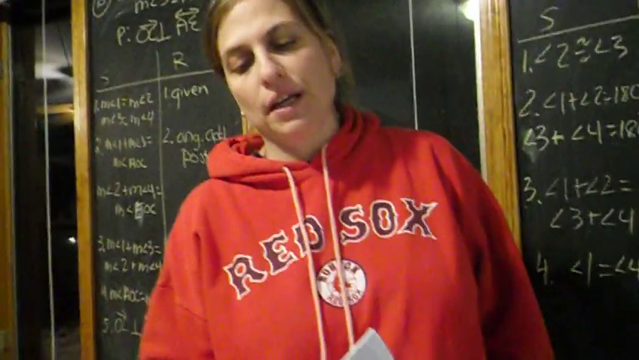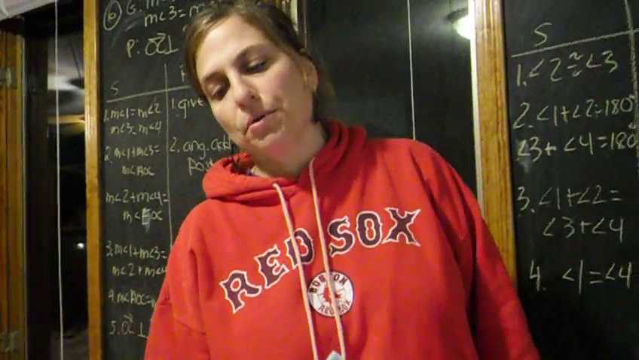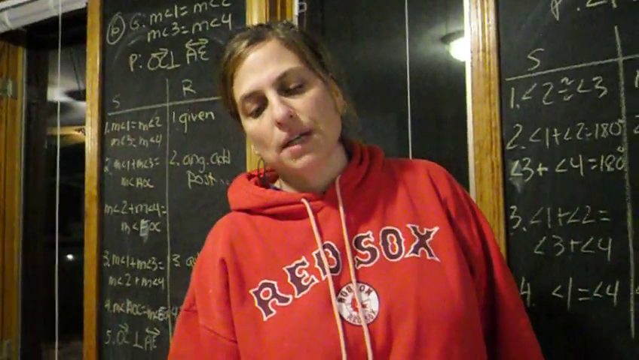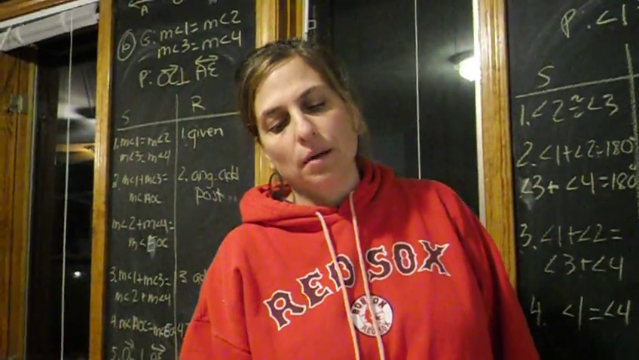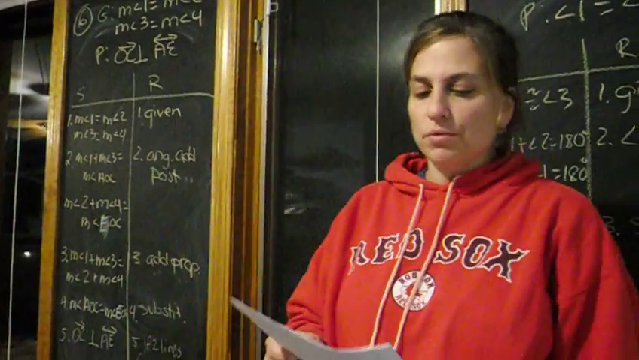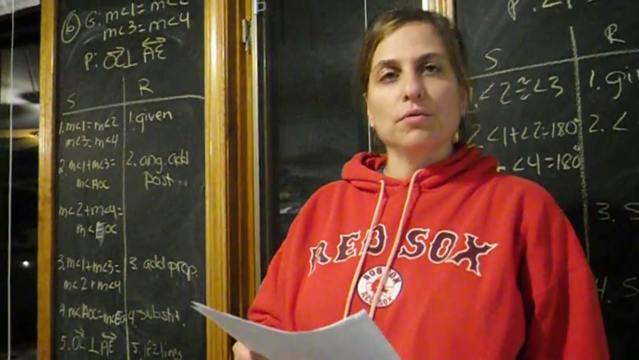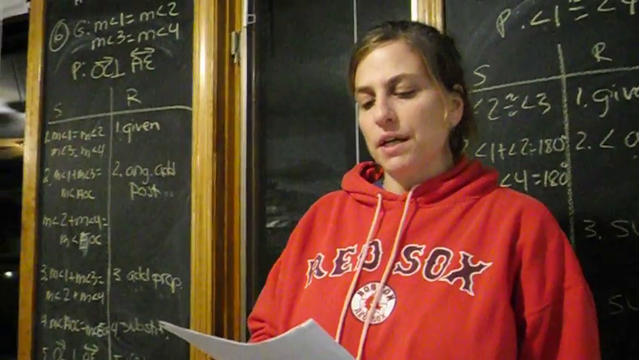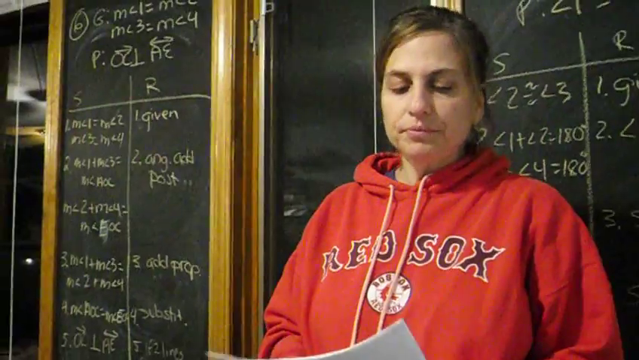Number 1, given angle 2 is congruent to angle 3, prove angle 1 is congruent to angle 4. So number 1, angle 2 is congruent to angle 3 is given. Number 2, angle 1 is congruent to angle 2, and angle 3 is congruent to angle 4. Vertical angles are congruent is the reason. And then number 3, angle 1 is congruent to angle 4 by substitution.